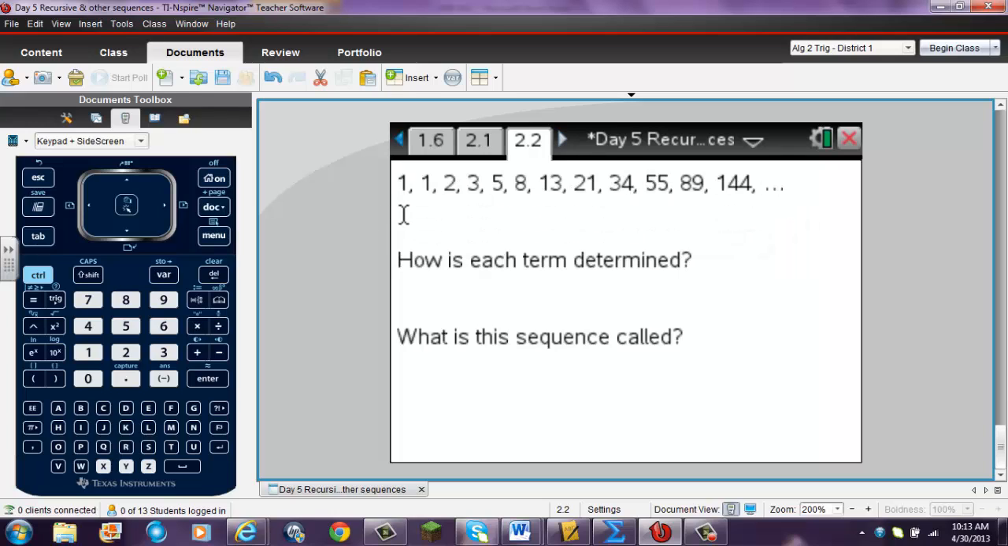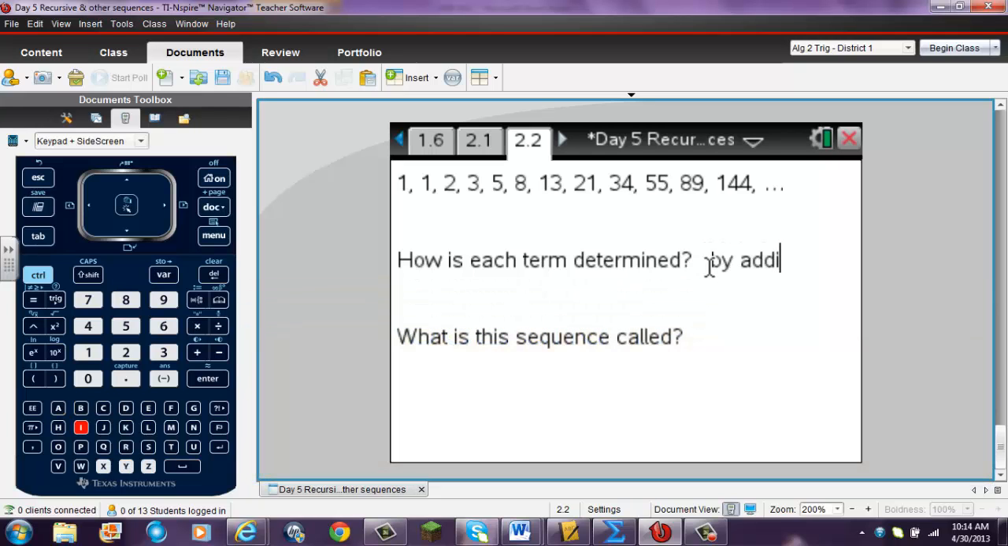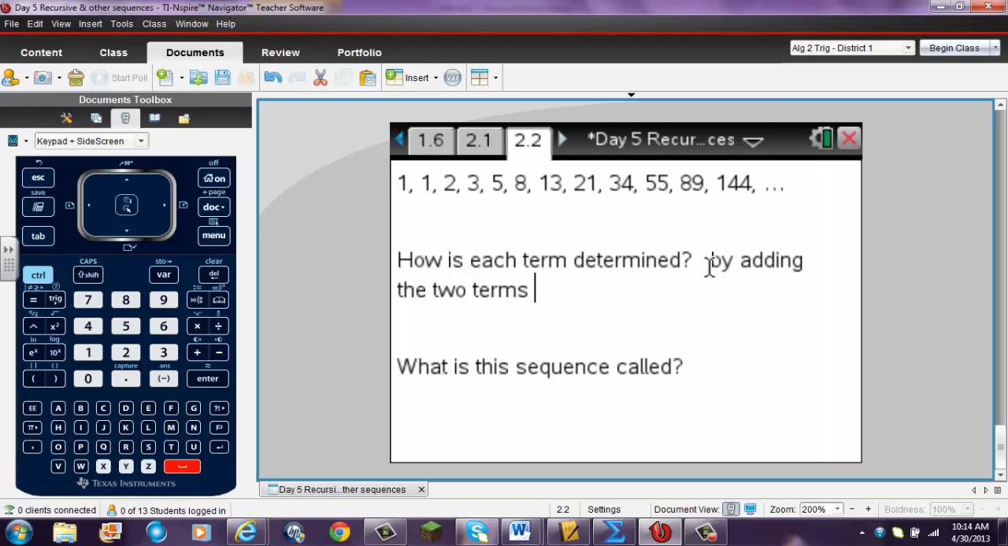On page 2-2, we have the sequence 1, 1, 2, 3, 5, 8, 13, 21, 34, 55, 89, and 144. Take a minute to think about how I get each term. Where does the 3 come from related to the others? Where does the 8 come from, the 13, and so on? Each term is determined by adding the 2 terms before it. And this sequence is called the Fibonacci sequence. And I don't know if I spell that right. You can look it up if you'd like. And that's it.